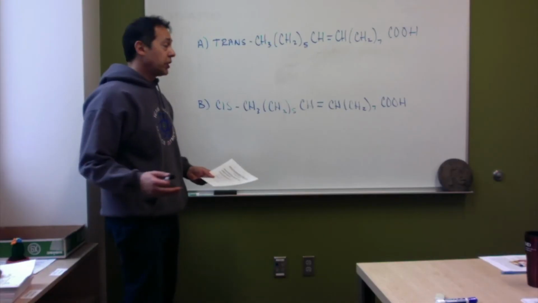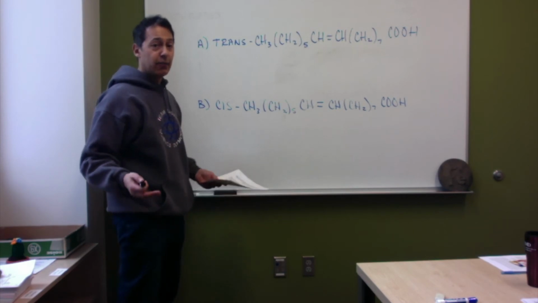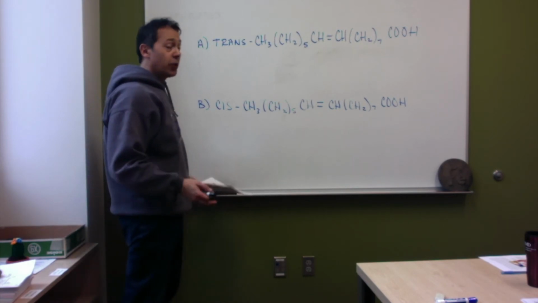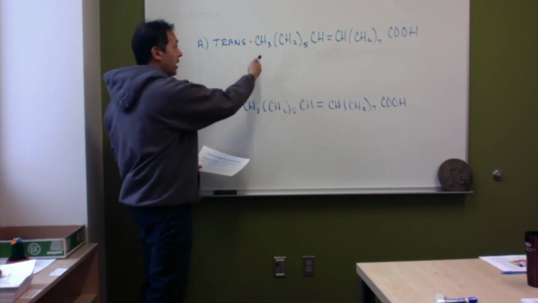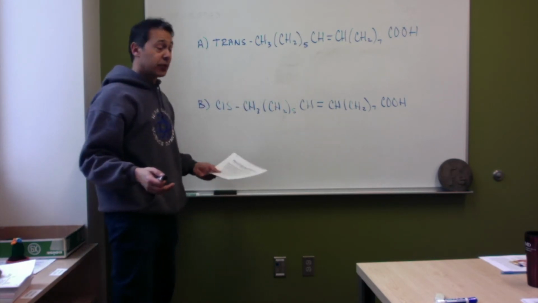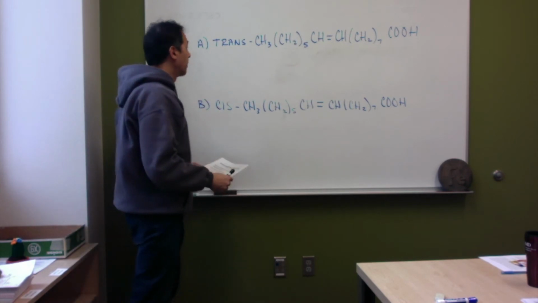For this problem, we're going to take a look at two fatty acids and try to identify which one has a higher melting point. Before we do that, it's going to be helpful to see the actual structure. What we have here is just the condensed formula, so we're going to have to translate the condensed formula into the actual structure.